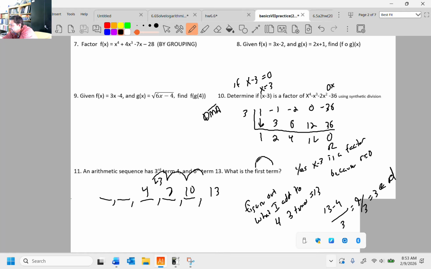Now, I want to know the first term, what goes here. So I'm going to take away 3. I'm going to take away again. First term is -2. Not a hard problem.